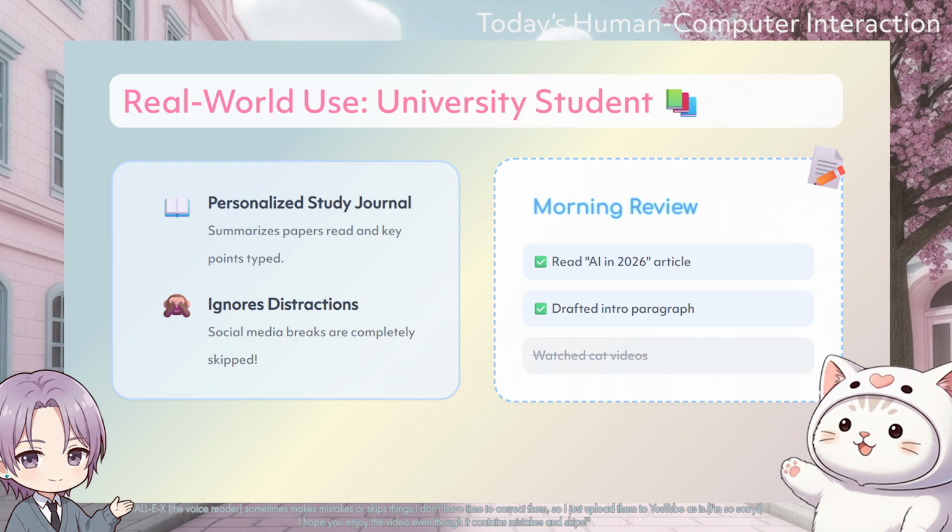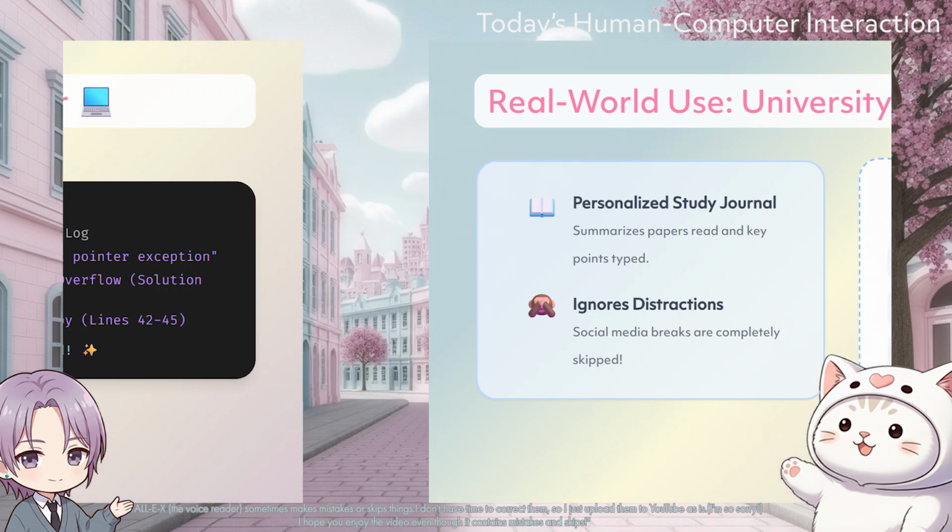With Focal, the student can get a personalized study journal. The system has summarized exactly which academic papers they read, and what key points they typed out. Because Focal understands task boundaries, it completely ignores the social media breaks. It always summarizes the actual study progress. This helps the student review the learning history and jump right back into their thoughts the next morning.